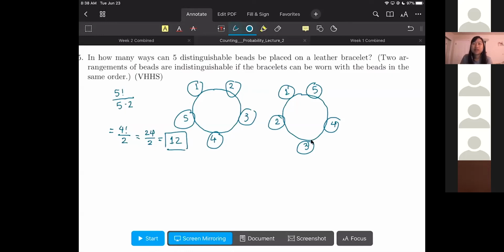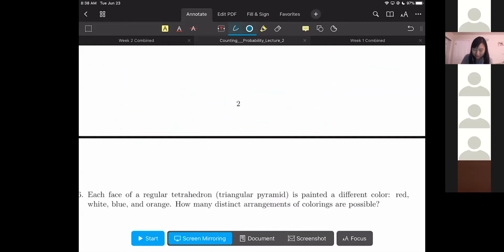Any questions on this? All right, let's do one more symmetry one, and then we'll move on to a different concept.